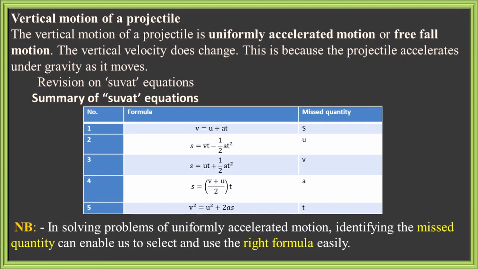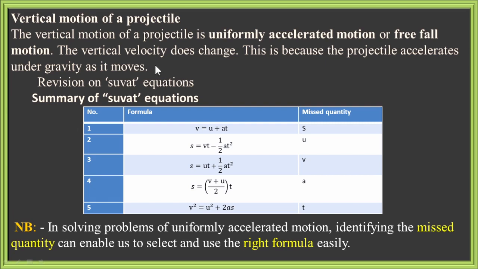Let us see the vertical motion of a projectile. We have seen the horizontal motion of a projectile, and we have said that it is uniform motion, equal distance is covered with an equal interval of time. When we see the vertical motion of a projectile, it is uniformly accelerated motion or free fall motion. The vertical velocity does change. This is because the projectile accelerates under gravity as it moves. There is acceleration of the projectile in the vertical direction because there is a net force which acts on the projectile in the vertical direction.